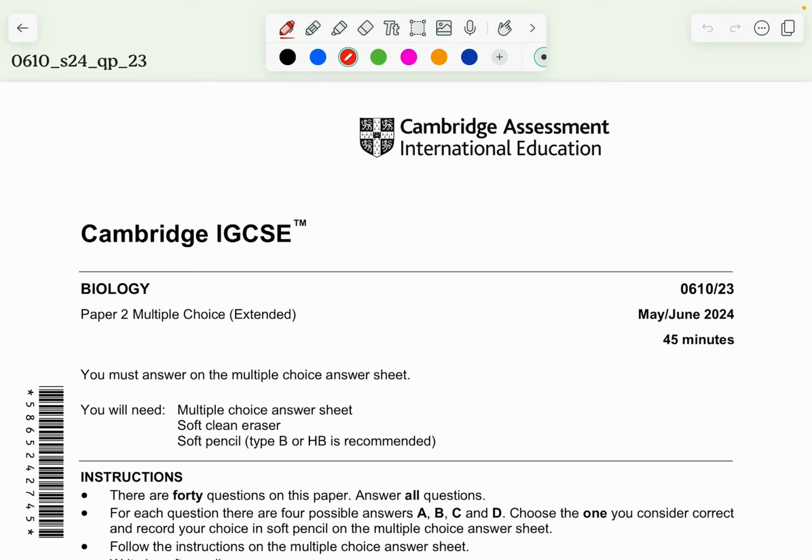So today we are going to attempt the Cambridge IGCSE Biology Paper 2 Multiple Choice Extended, the 0610 Paper 2 Variant 3. This is the May June 2024 series.